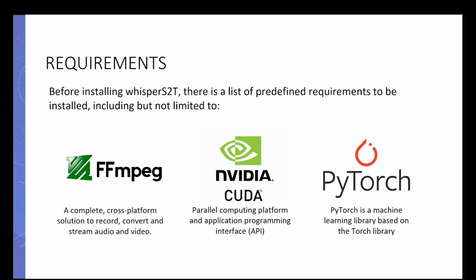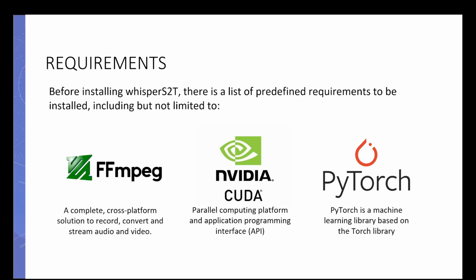On the other hand, NVIDIA CUDA is a parallel computing platform and application programming interface. So basically, NVIDIA CUDA is what allows you to run your code on a GPU, but you still need to write your code in a language that can actually use NVIDIA CUDA. And this is where PyTorch comes in. So PyTorch, as you all know, is a machine learning library based on the Torch library, and it allows you to run your code on GPU, basically.